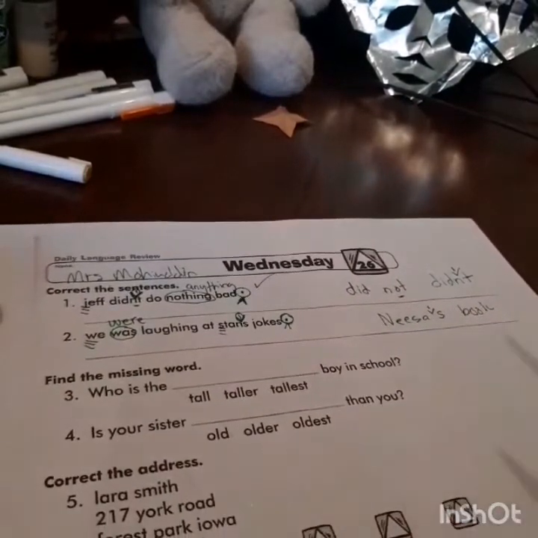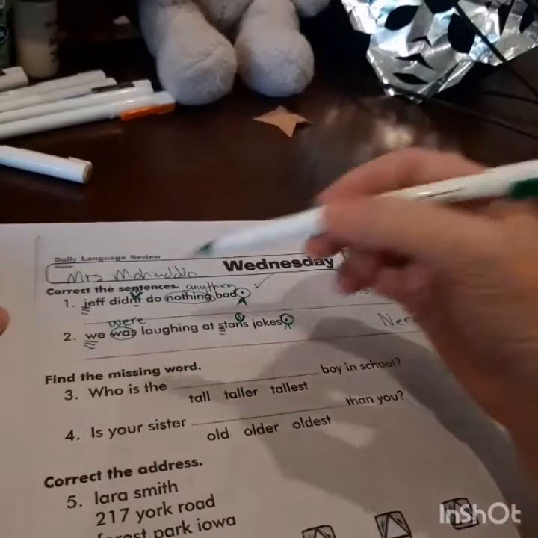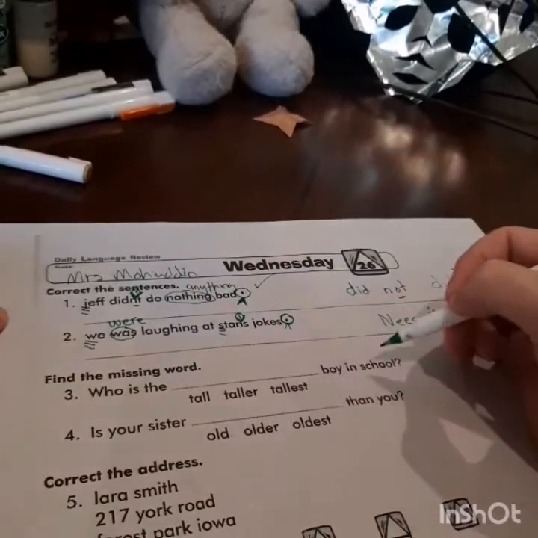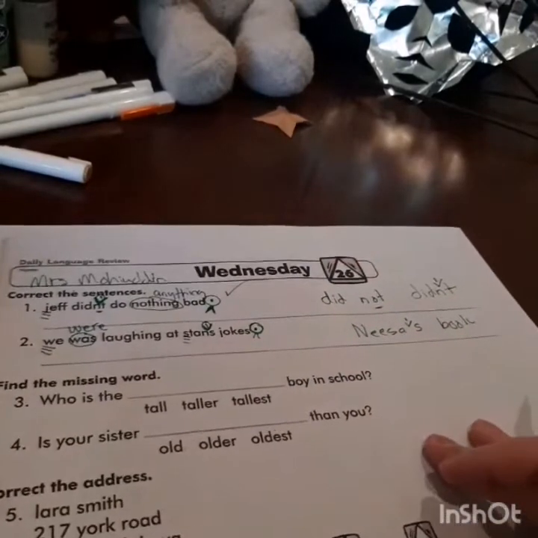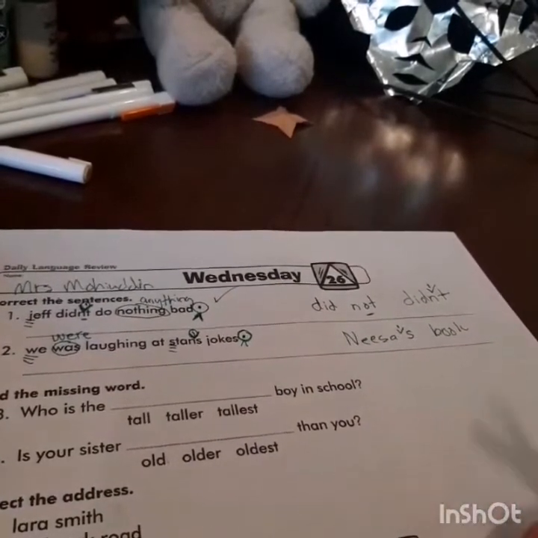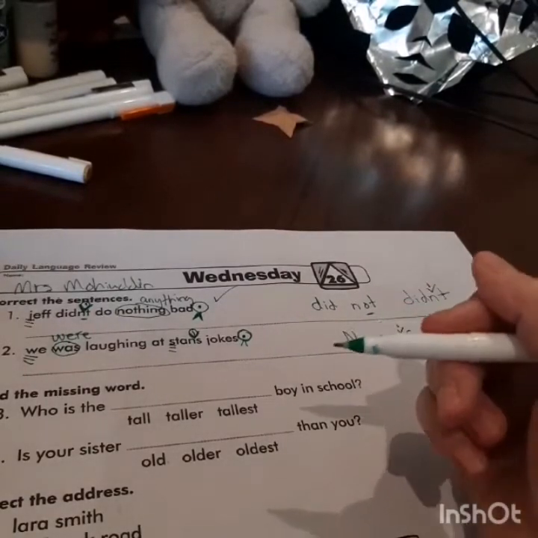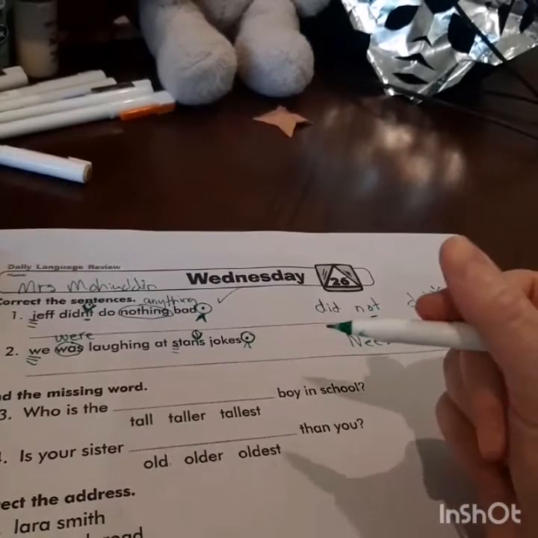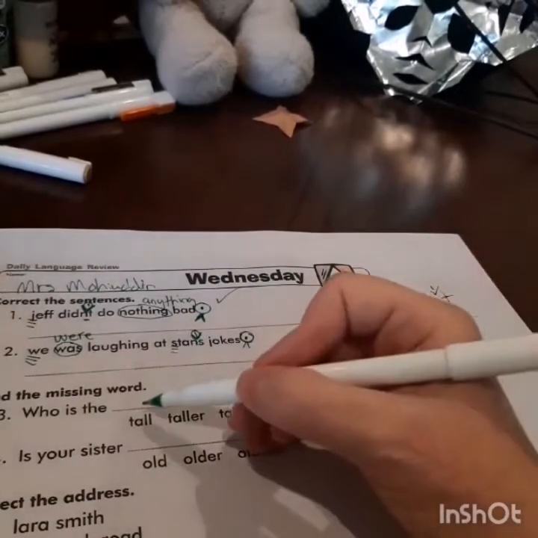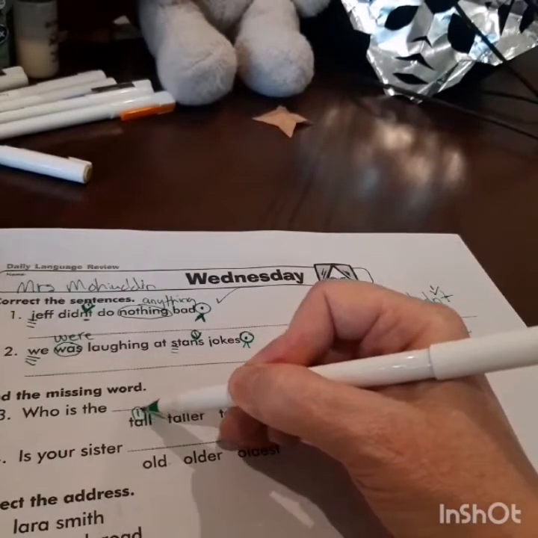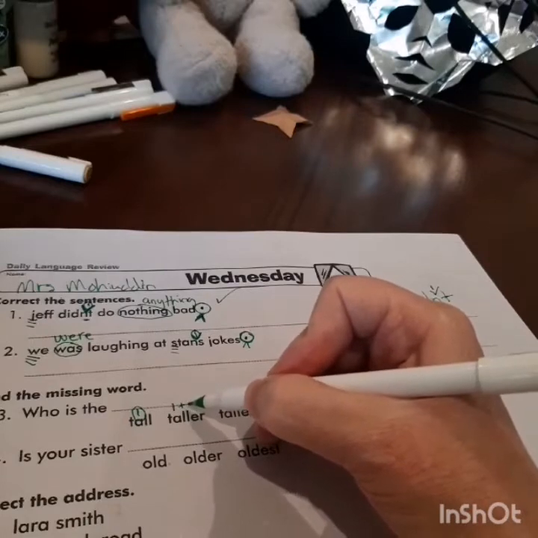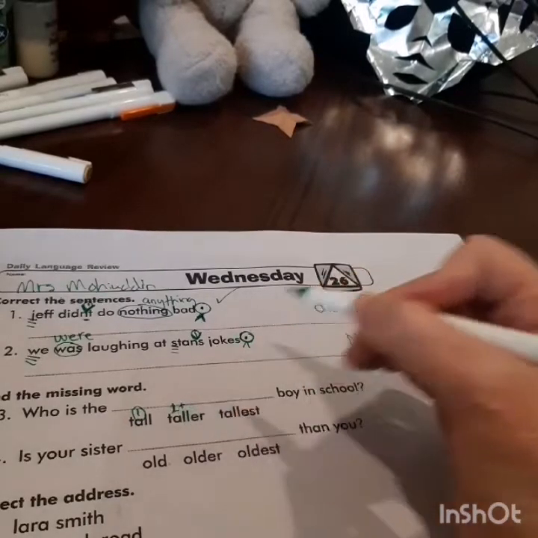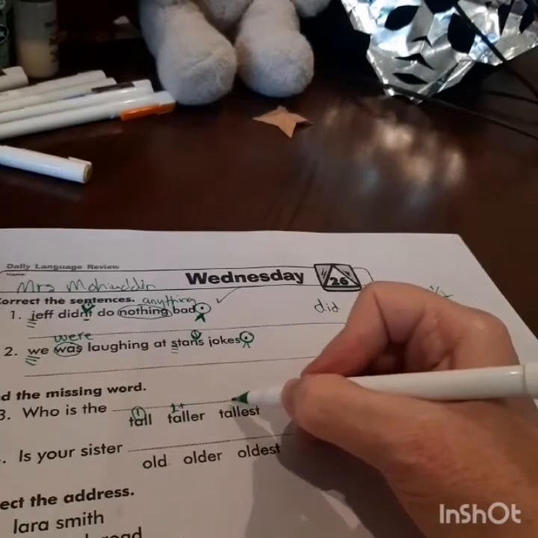Okay, let's look at number 3. Find the missing word. Who is the blank boy in school? Okay, tall, taller, tallest. Okay, you guys, these are adjectives that compare. Okay, we're comparing this one boy to, well, we're actually comparing a lot of boys, okay? So if you compare one person, you're using that one. If it's one or more, you're using taller. Or if it's 2, you're using taller. If it's more, you're using tallest.